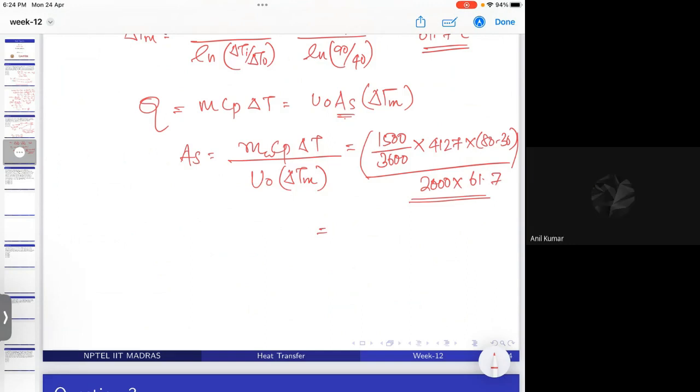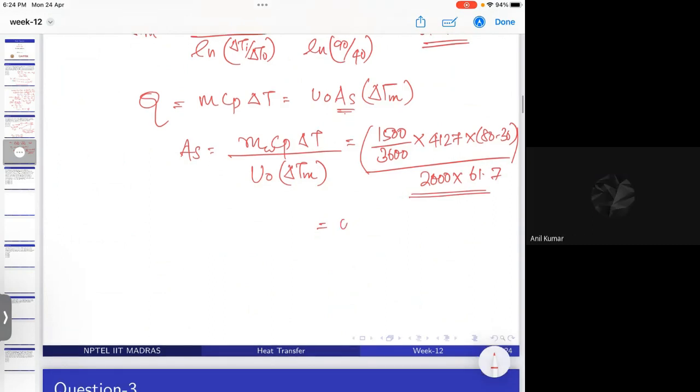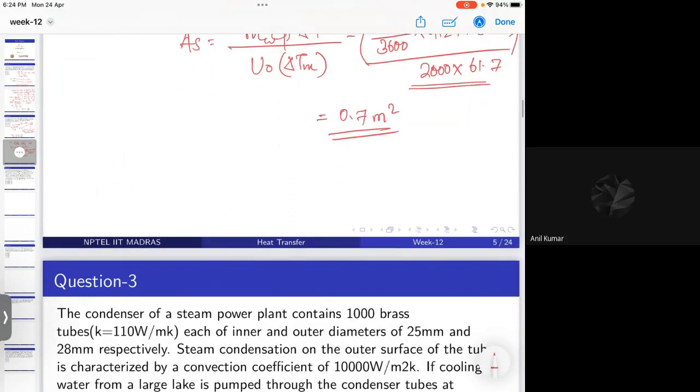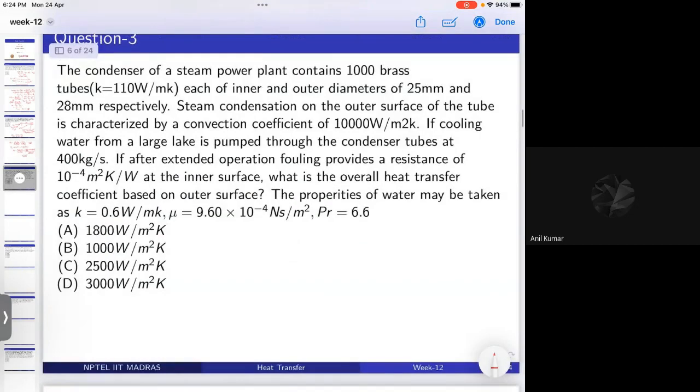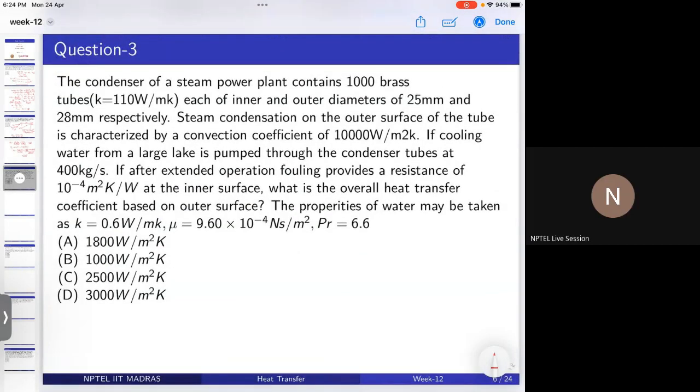So I think it is 0.7. Yeah, 0.7 meters square. That is the heat transfer area. Okay. Let's move on to the next question.